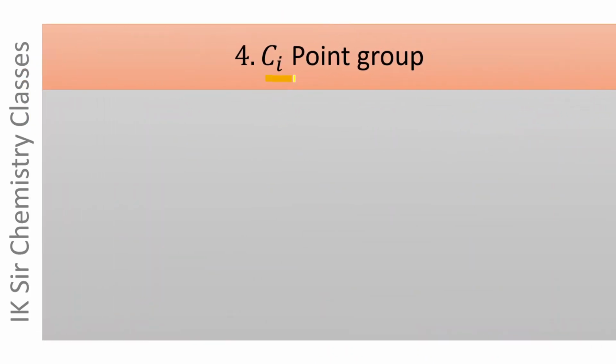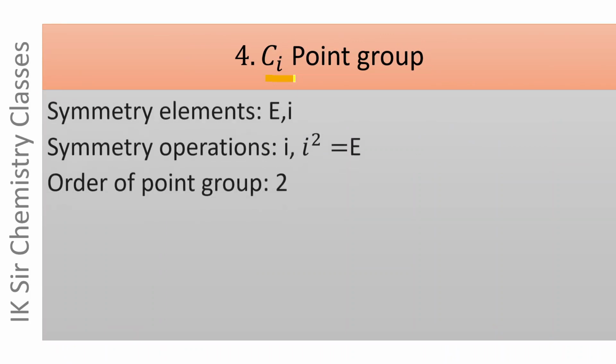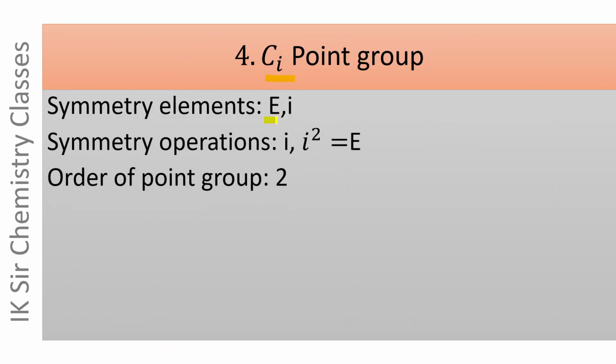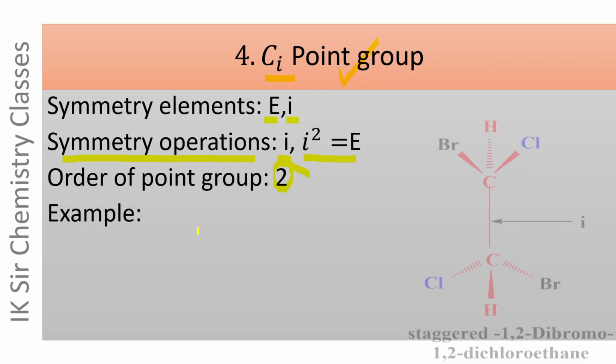Ci point group. The molecules having only identity and center of symmetry belong to Ci point group, and the symmetry operations that can be carried out on such molecule are i and i², that is E, and the order of point group is again 2. Let us see an example.